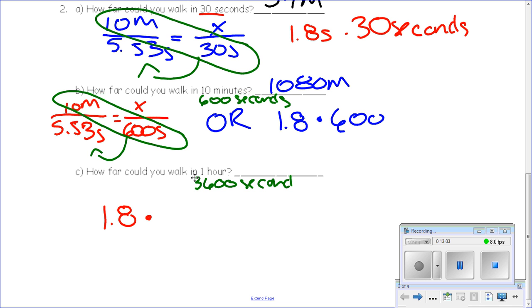Awesome. 1.8 times 3,600. And that gets us what, Elena? 6,509. Is that what it gets us? 6,509? Hold on. Recalculate it. 1.8 times 3,600.